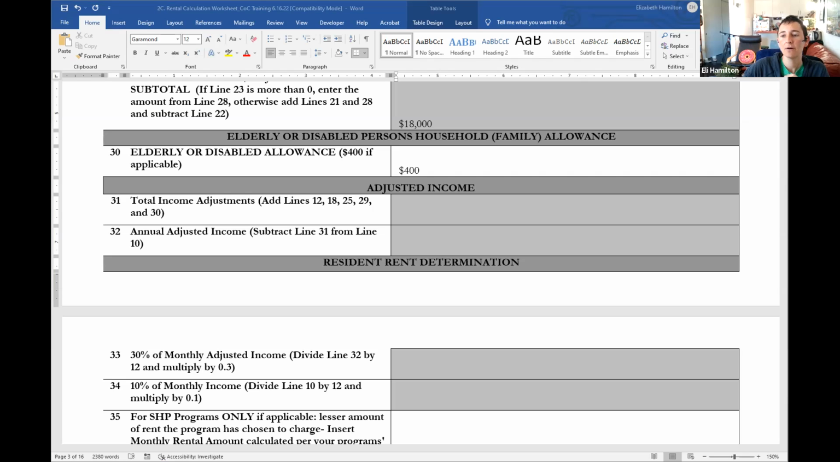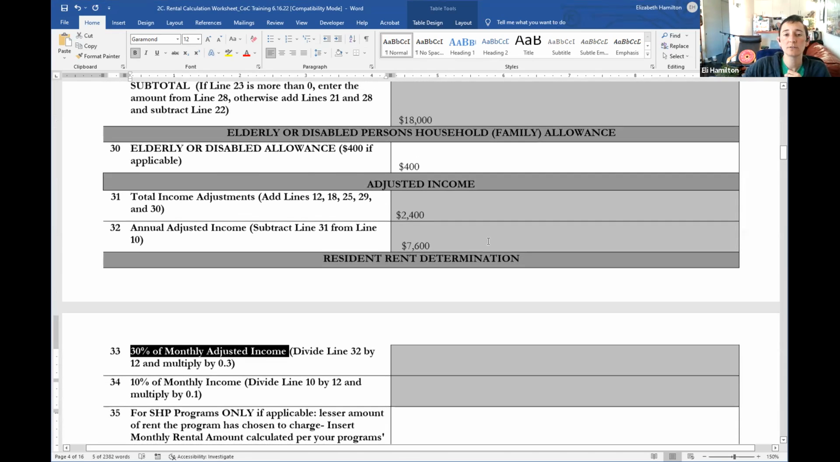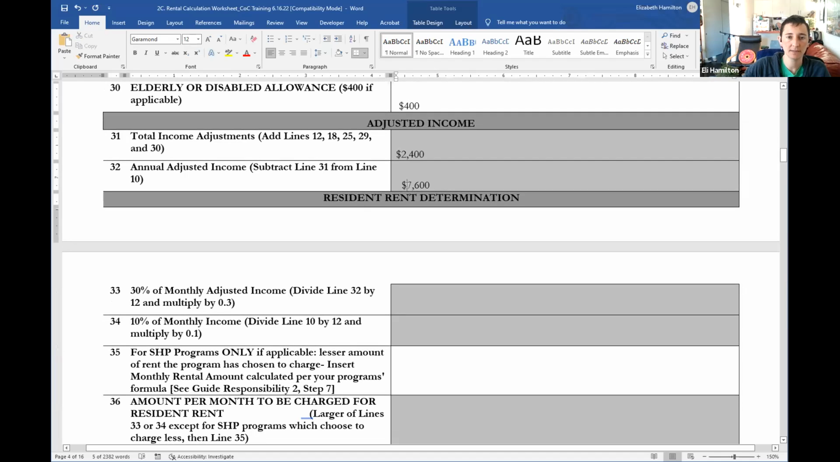So that is all of the adjustments, pretty simple. And we're going to go to the total adjusted income, which goes here. And our total income adjustments come to 2,400. Okay. We have these two options here, 30% of, and this is the income. We've gotten to the final income amount, which is $17,600.